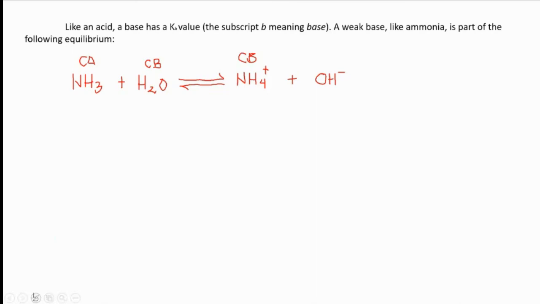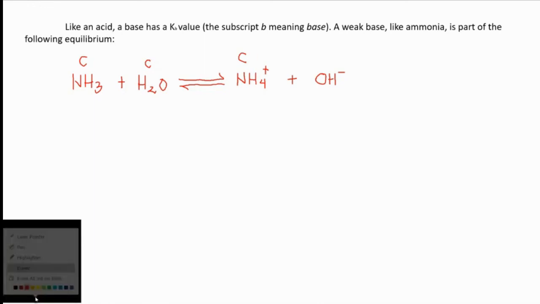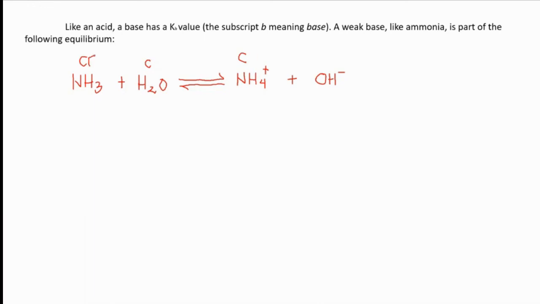Sorry, it is the reverse. Ammonia is actually a weak base, so ammonium is your conjugate acid, and this is your conjugate base. Water here donated an H plus, so it is an acid here. Water is called amphoteric because it is capable of being an acid or a base, depending on the solution it is in. So this is the conjugate acid and this is the conjugate base of water.